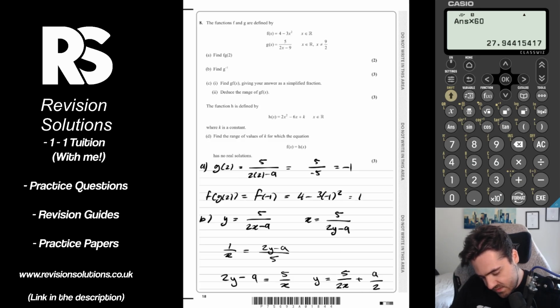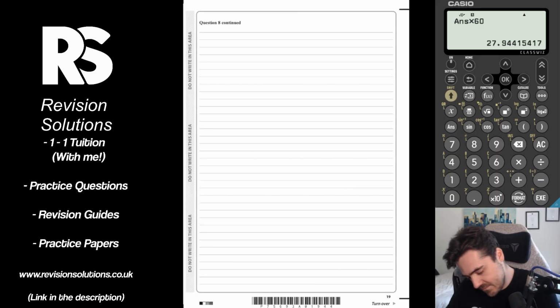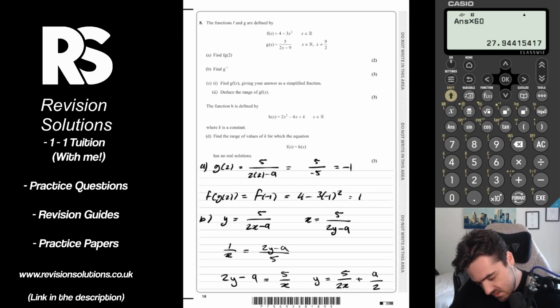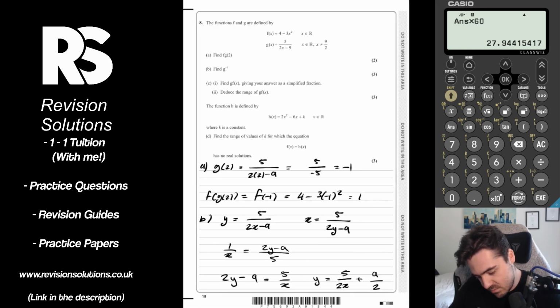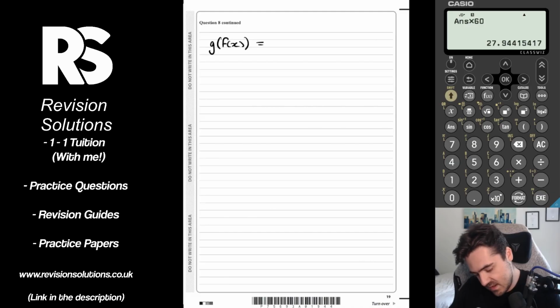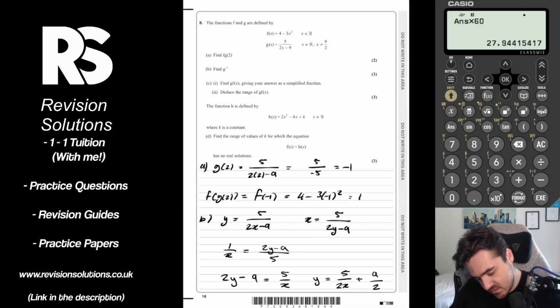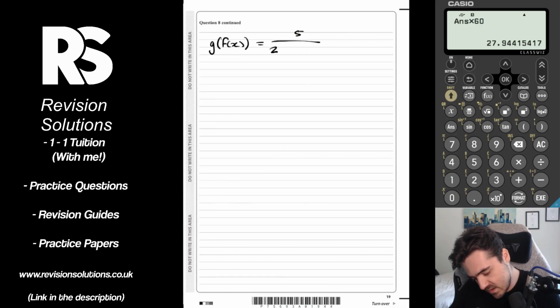Then for part C, part 1, it says find g of f of x, giving your answer as a simplified fraction. So we need to just sub in f into g. So f of g of x, that was the right way around, wasn't it? Yes. Oh, sorry, no. g of f of x, excuse me. g of f of x. So wherever we see an x in g, we're just going to replace it with the entirety of f. So that's 5 over 2 lots of f of x, which is just 4 minus 3x squared. So let's put that in a bracket.